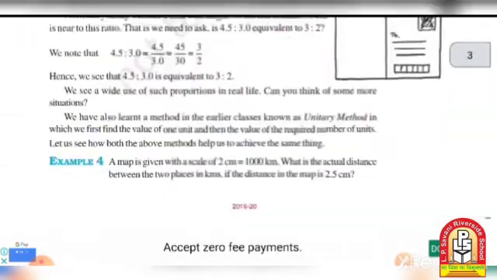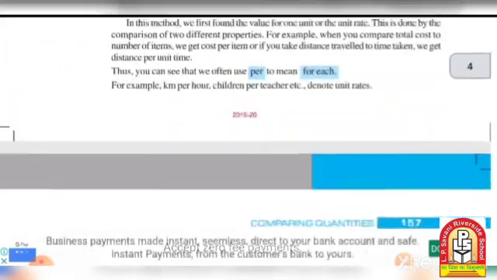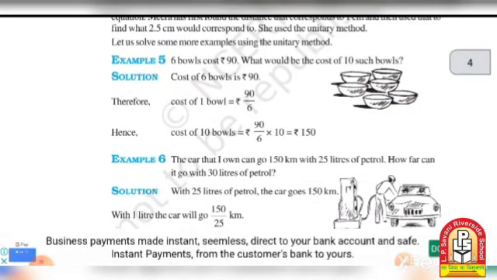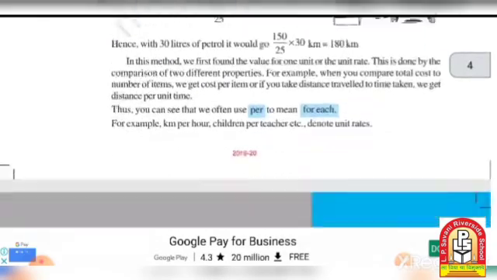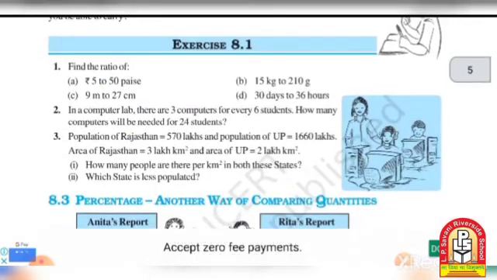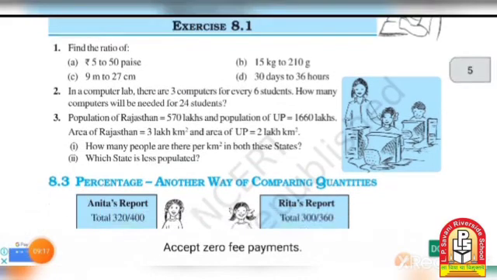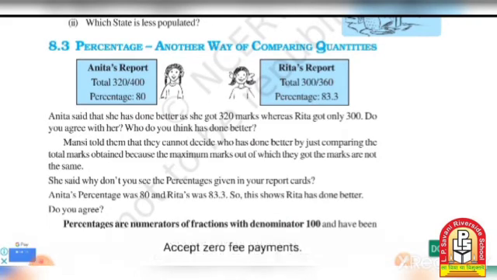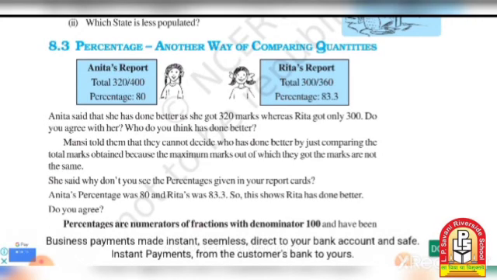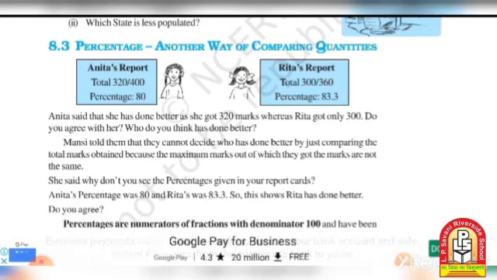in example number 5, you know that 6 bowls cost rupees 90, and what would be the cost of 10 such bowls. Then exercise 8.1 overview we have already done. Here percentage is another way of comparing quantities. Here there are two methods, one was Anita's report and one was Rita's report. Okay, so these two reports have a comparison, and by using this we can solve any example.